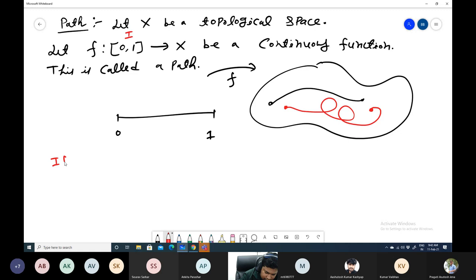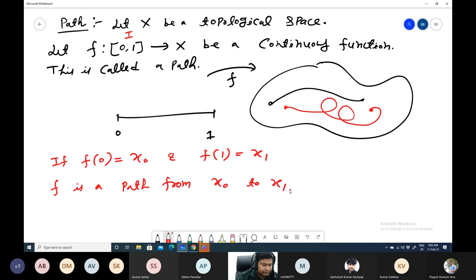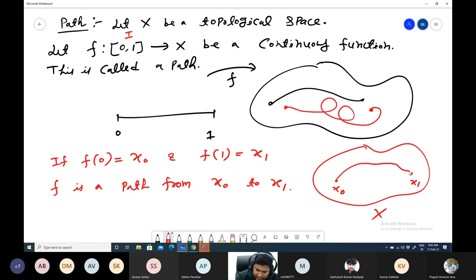Now, if f(0) is an element of X, say this is x0, and f(1) is say x1, then we say that f is a path from x0 to x1. So we have a topological space X, say this is my x0, say this is my x1, and the path can be anything. Now remember that when we choose paths and homotopy of paths, the endpoints are very important. Now we define homotopy of two paths. So first of all, let f and g be two paths.